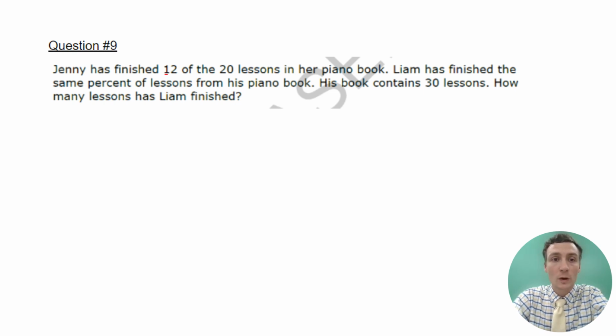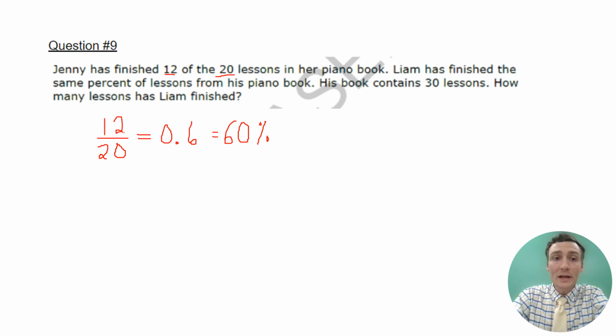So I know that 12 out of 20 is a fraction, right? That is 12 of 20. And I can use that fraction of 12 over 20 to calculate my percent. 12 divided by 20 is 0.6, which is 60%. All right. So what is going to be the equivalent if Liam's book contains 30?